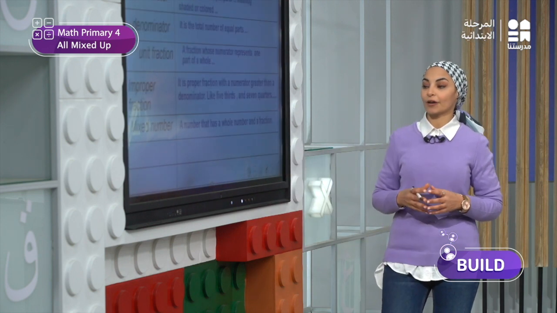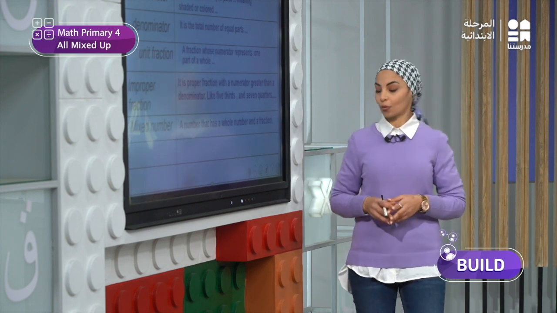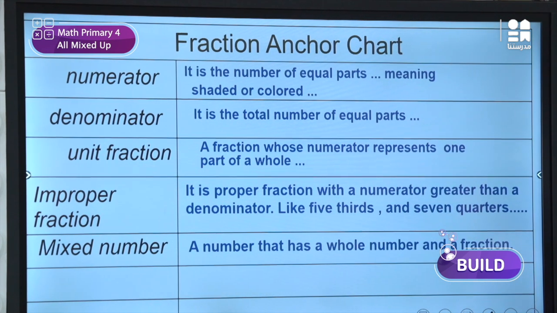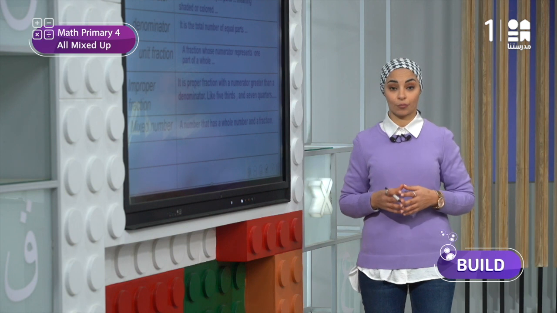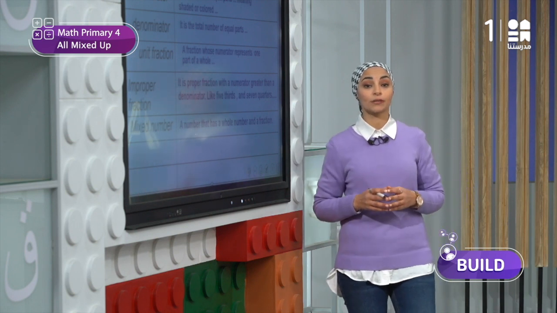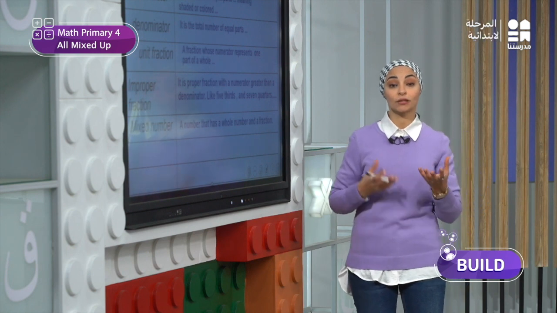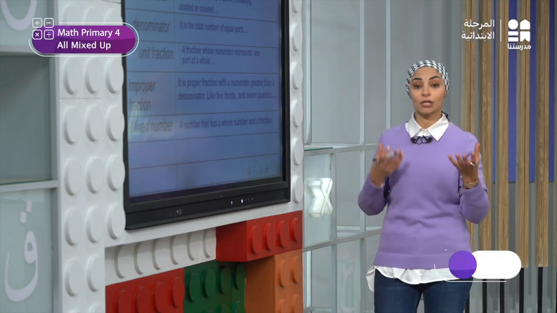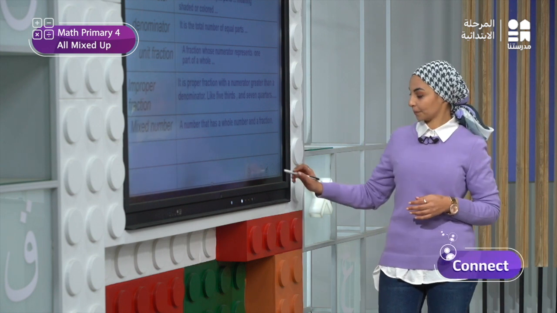The mixed number, we know, has a whole number and a fraction. Like for example 3 and 2 over 5, or 1 and a half. This is the mixed number. As we have explored improper fractions and mixed numbers and known how to convert one to the other, let's now move to the connect part, page 14.